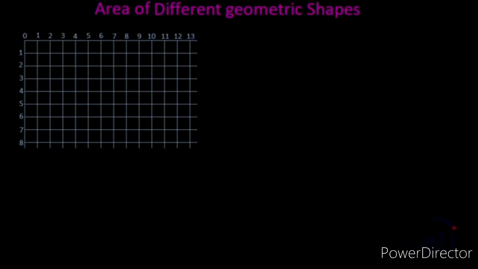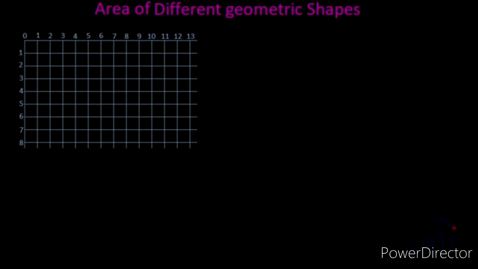Hi, so in this video we are going to learn how to find the area of different geometric shapes. So here we are going to derive the formula for the area of a rectangle, square, parallelogram, trapezium, triangle, and after that we will also derive the formula of the area of a rhombus and a kite.